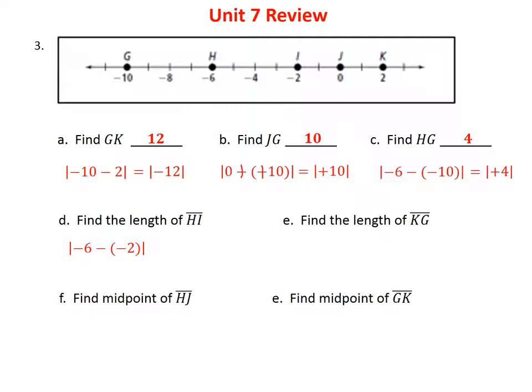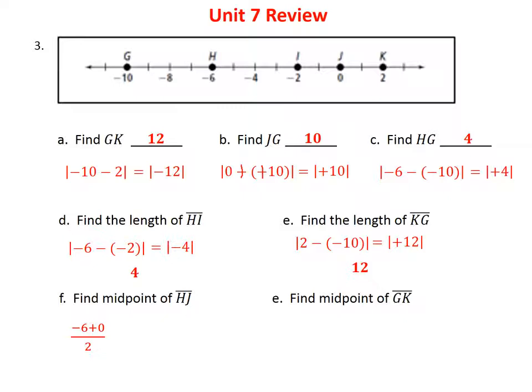The length of HI, negative 6, subtract a negative 2. Again, subtracting a negative 2 becomes adding a positive 2. So negative 6 plus 2 is negative 4. And the absolute value of negative 4 is positive 4. The length of KG, K is 2 and G is minus 10. Once again, we're subtracting a negative number, so we can change that to adding the opposite or adding a positive. So 2 plus 10 is 12, and so the absolute value of that is positive 12. Remember, all the answers on this one are going to be positive.